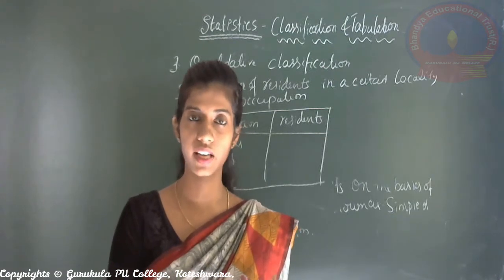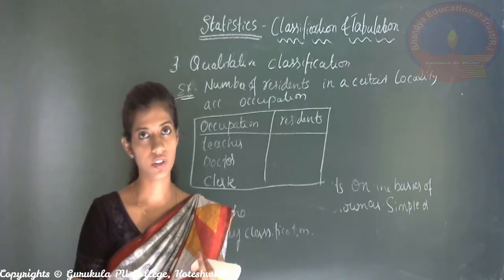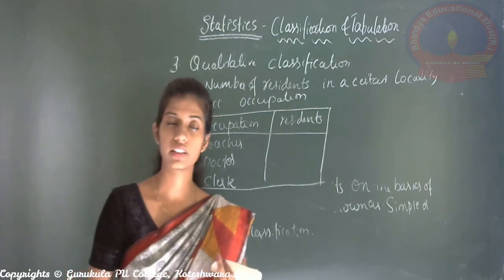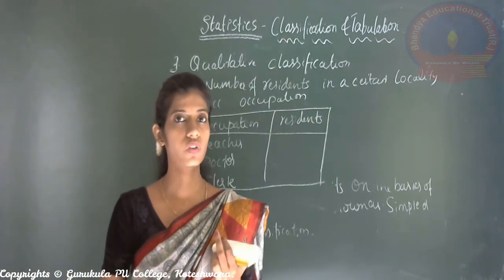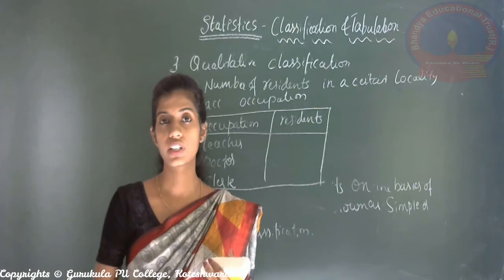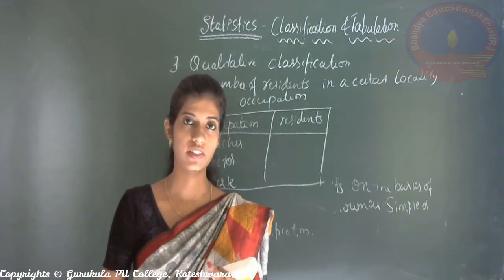Okay, this is simple or one-way classification. And the second type under qualitative classification is dichotomous. Now let us discuss what is meant by dichotomous.